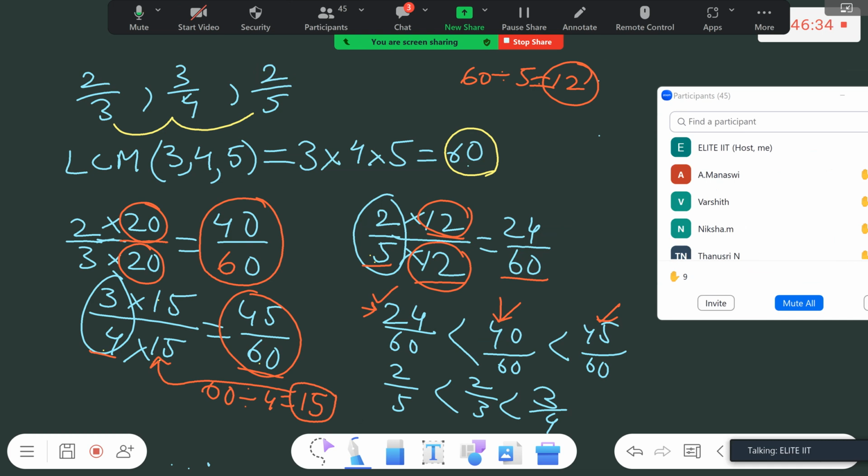After making the denominators equal, we have to compare the numerators. The smallest numerator will be the smallest fraction, okay?